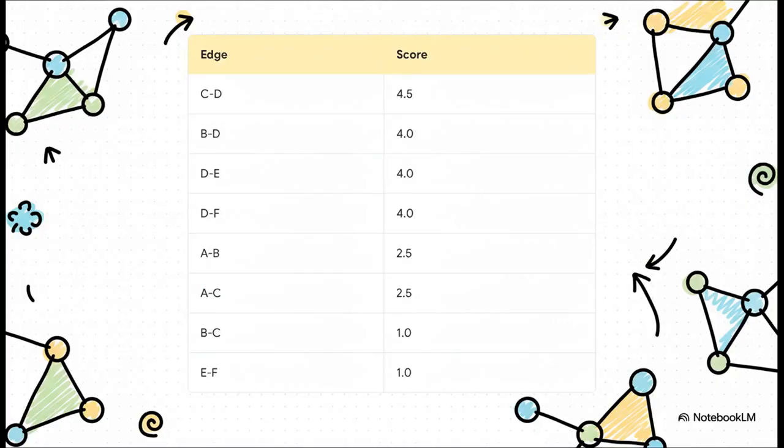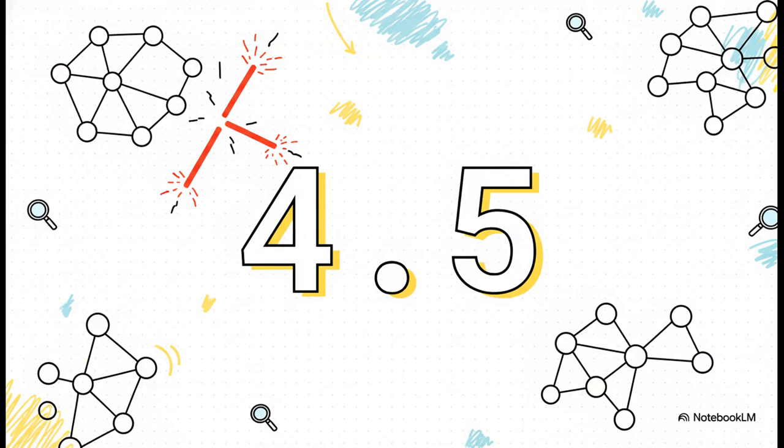And this is just perfect. Look at the scores. The edges that are clearly acting as bridges between our two little groups, like C to D and B to D, they have the highest scores. They're the major highways. But the edges that are inside a community, like E to F, super low score, because they're just local roads, not part of many long-distance trips. And there it is, clear as day. The edge connecting C and D has the top score, 4.5. The math has spoken. That right there is the single busiest, most critical bridge in this entire network.